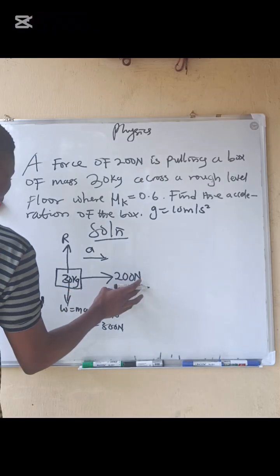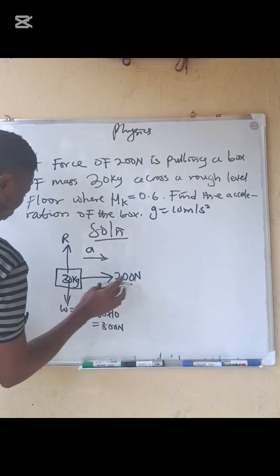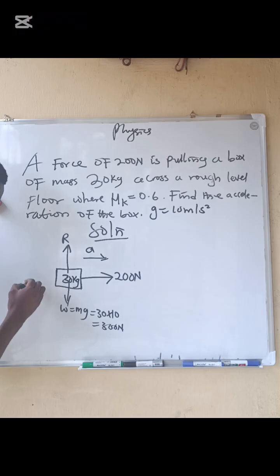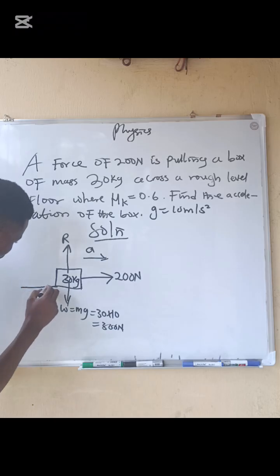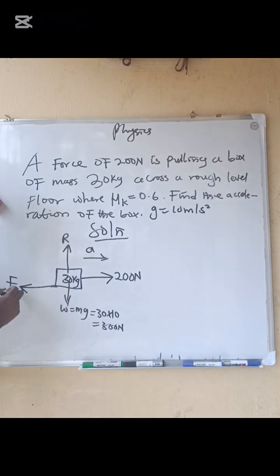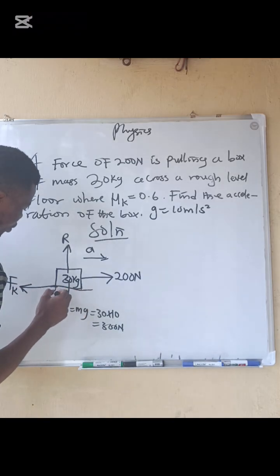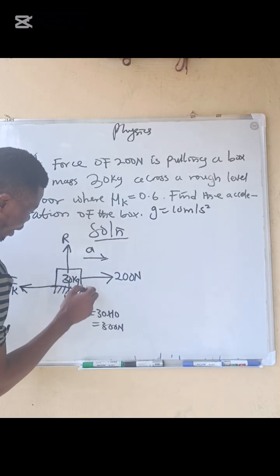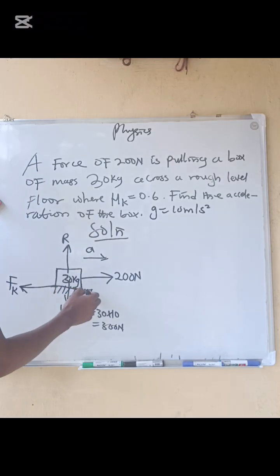Then while applying this force, there is a force opposing it, which is the frictional force. Since the body is moving, we are going to have kinetic frictional force. So we put it here, F subscript K. Remember, this surface is a rough surface, so you can put something like this to specify that.